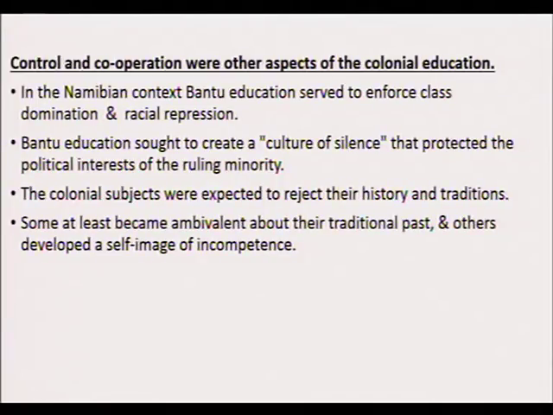The colonial subjects were expected to reject their history and traditions, and as such some at least became ambivalent about their traditional past, while others developed a self-image of incompetence.